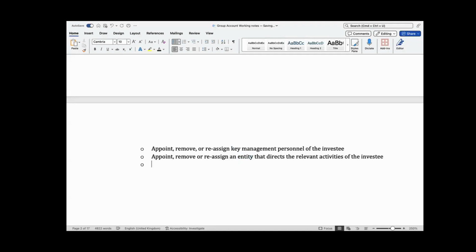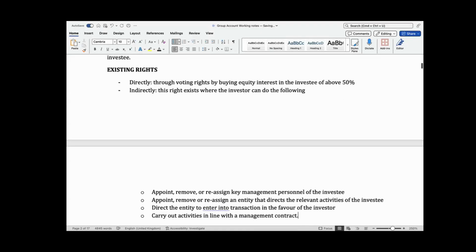Also, when you can direct the entity to enter into transactions in the favor of the investor. You can direct them to enter into transactions in your favor. You have power. Or carry out activities in line with a management contract that is signed between you two. This can also signify power.